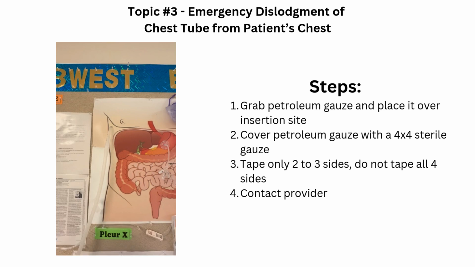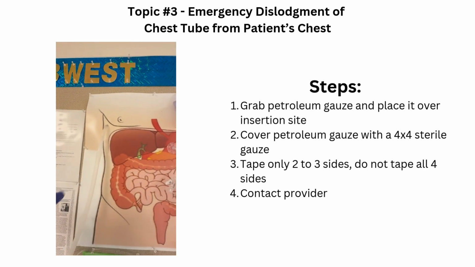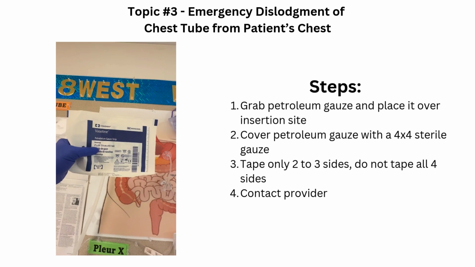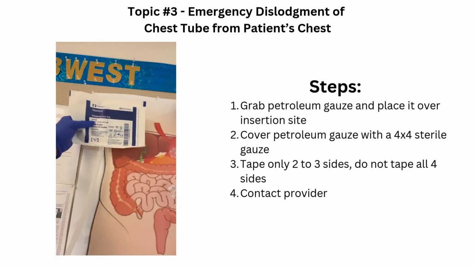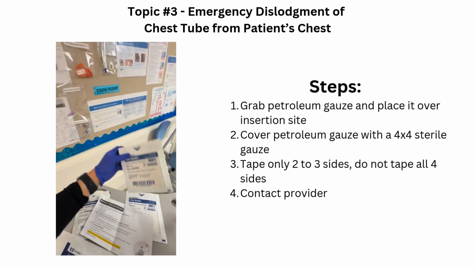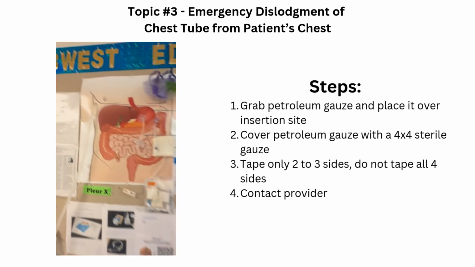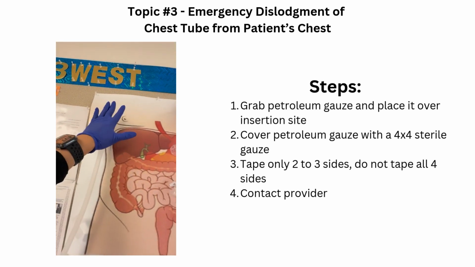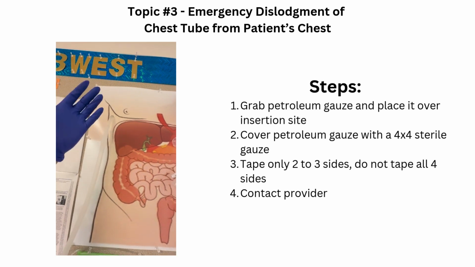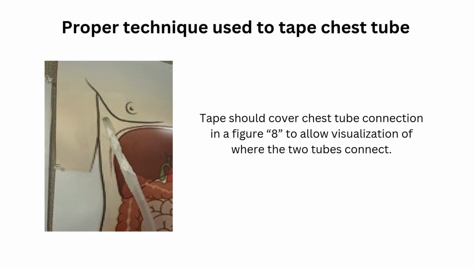In this second scenario, if the chest tube becomes dislodged from the patient, we will immediately grab our petroleum gauze, place it over the insertion site, then grab sterile gauze and place it over the petroleum gauze, and we will only tape either 2 or 3 of the sides, leaving one side open, allowing air to exit from the insertion site.